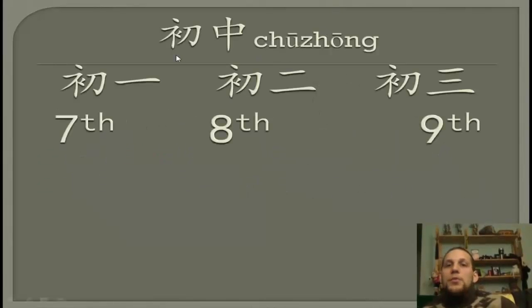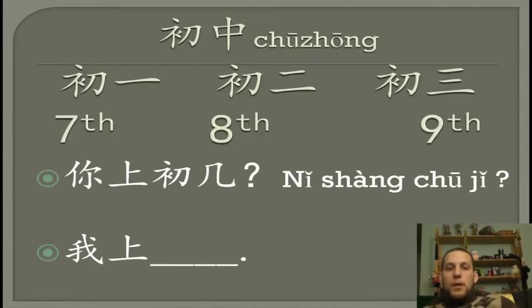Alright, moving on to 初中. We have 初一, our first year in middle school, which would be the equivalent of our 7th grade. Then we have 初二, the second year in middle school, equivalent to our 8th grade. And finally, 初三, the third year in middle school for Chinese students, equivalent to our 9th grade here in the US.